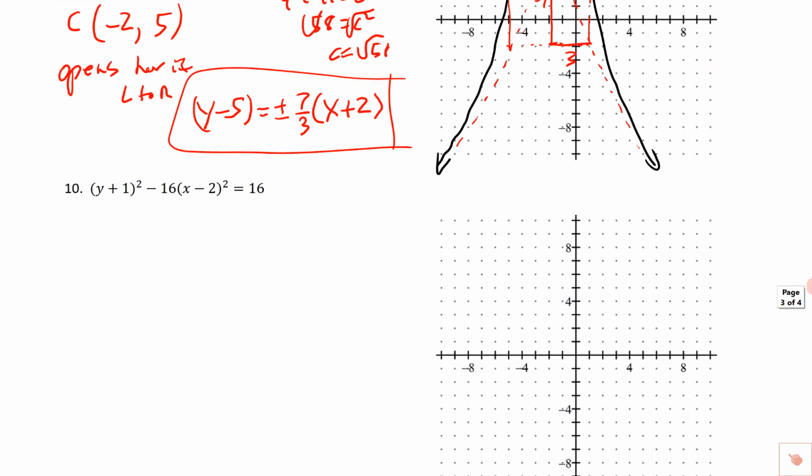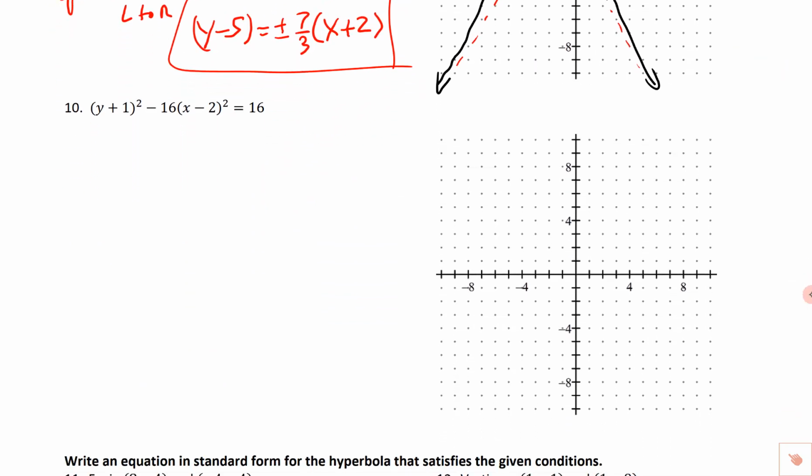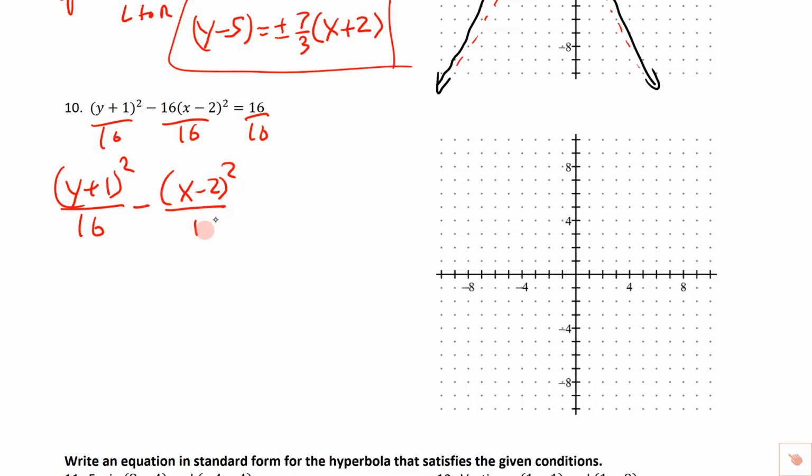All right, let's take a look at the next one. The next one, all we need to do is just divide by 16. So we'll divide by 16, and we end up with this. We end up with y plus 1 quantity squared over 16. This is going to be minus x minus 2 quantity squared, technically over 1, and then over here we have a 1.